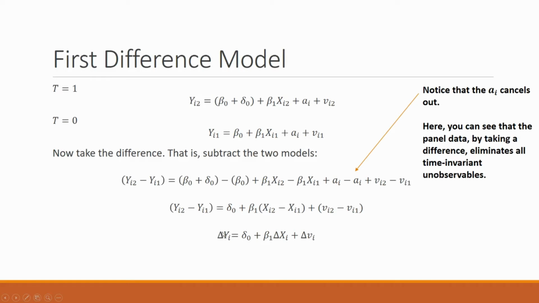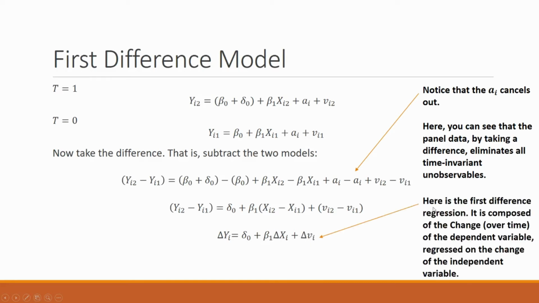So we'll use this delta, the Greek letter delta, to represent the change in y. All right, so we have the change in y equals lowercase delta 0 plus beta 1 times the change in x, so delta x, plus now the change in the error term. All right, so here's the first difference regression. It is composed of the change over time of the dependent variable regressed on the change of the independent variable.